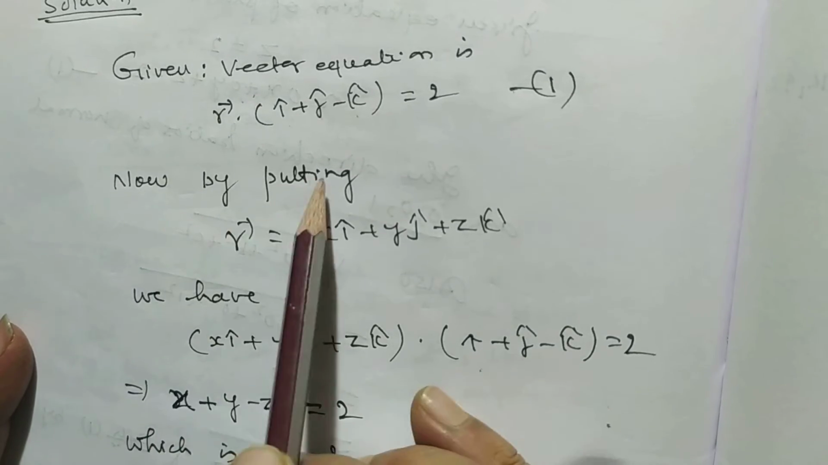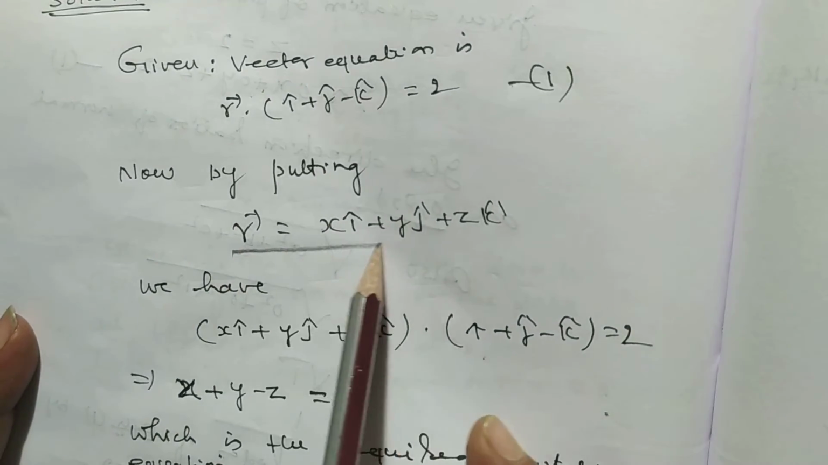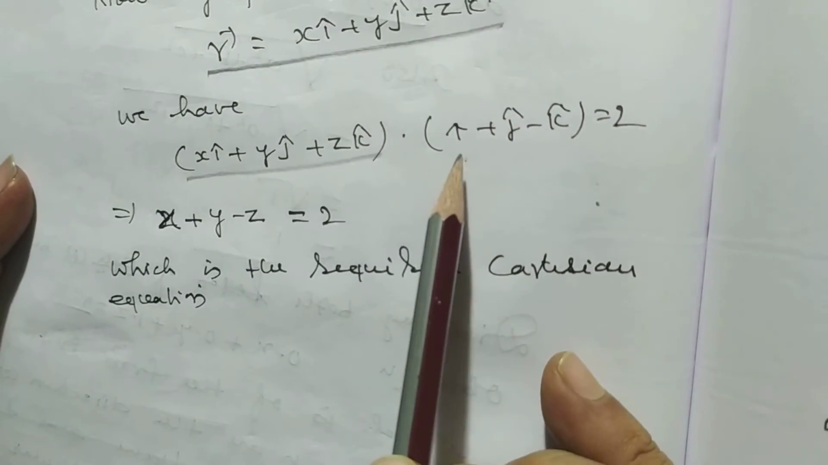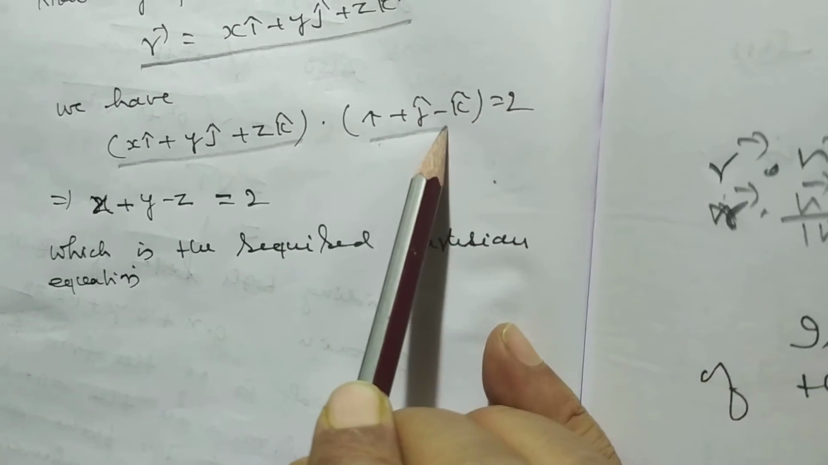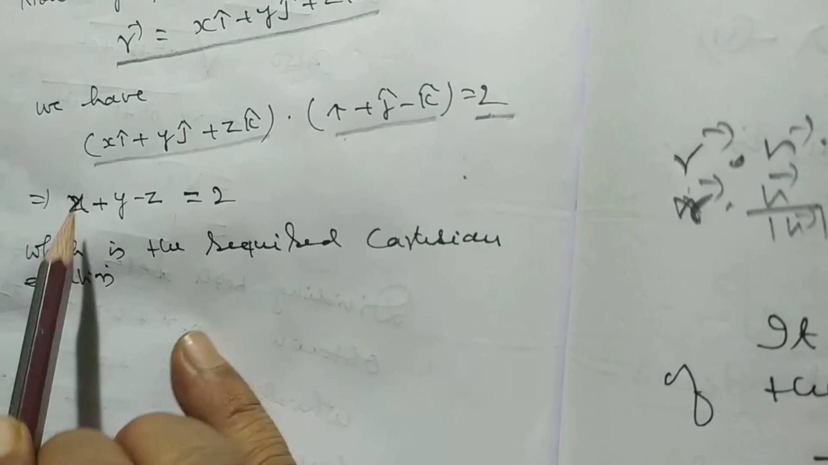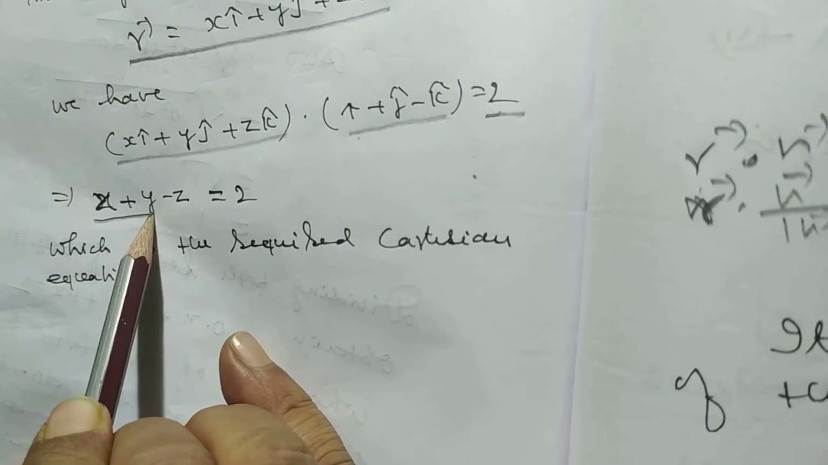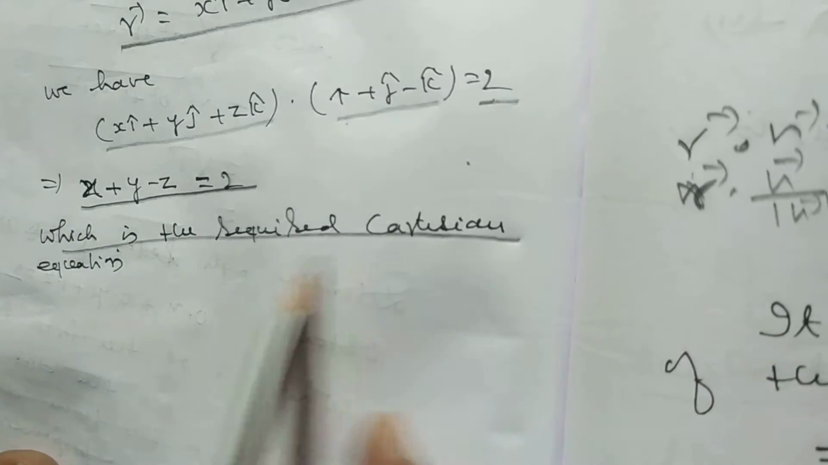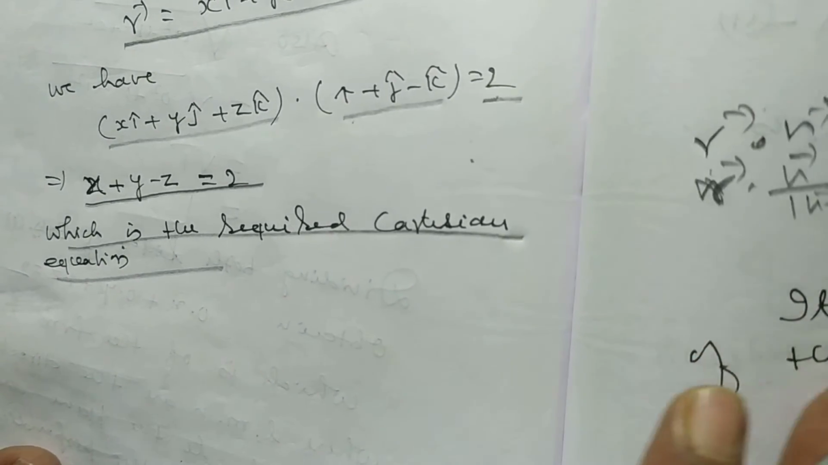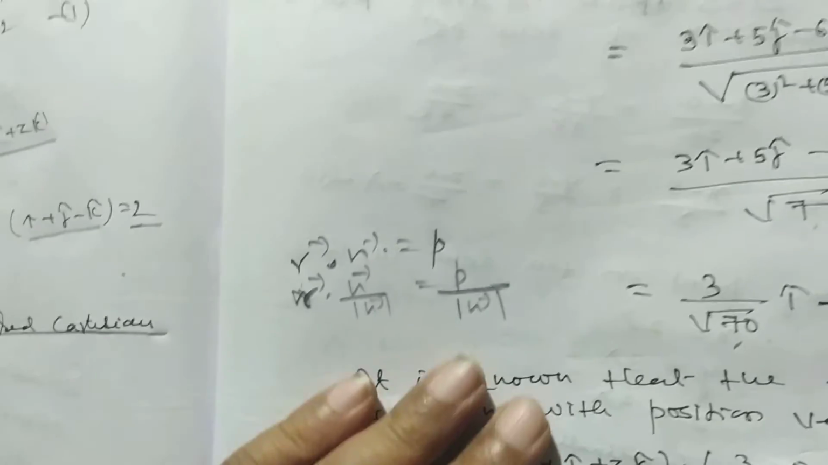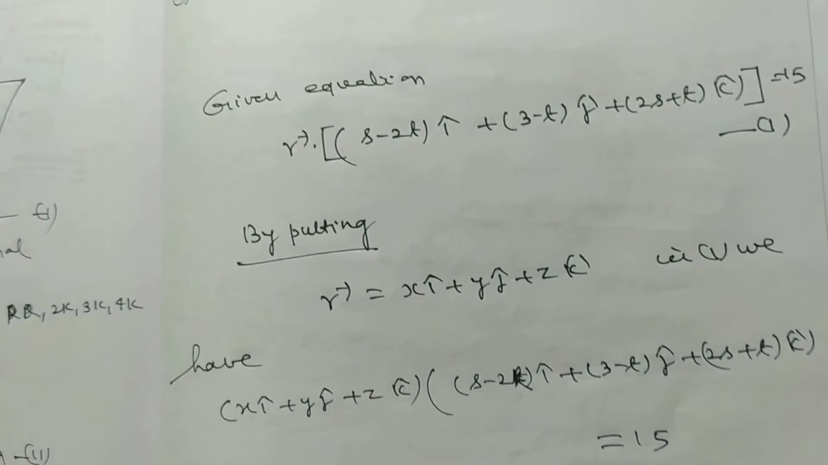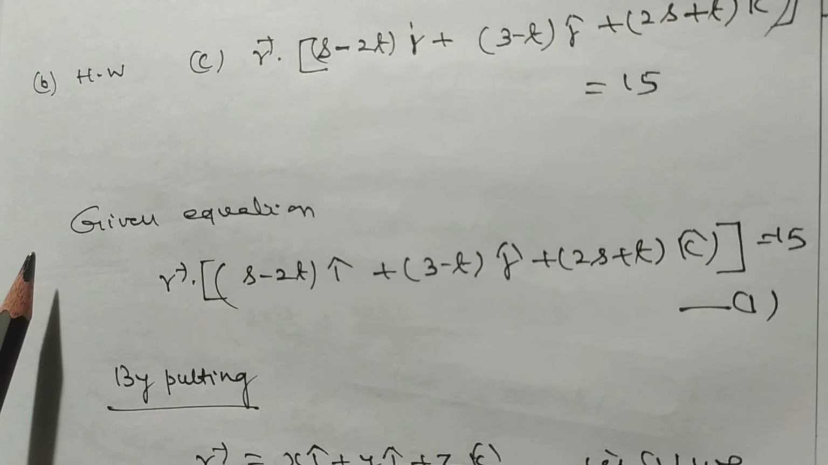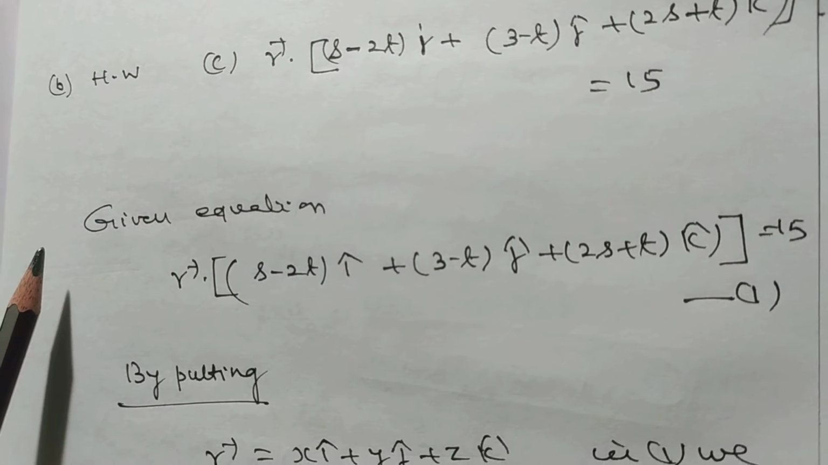Now by putting vector r is equal to x i + y j + z k, we have (x i + y j + z k) dot product with (i cap + j cap - k cap) is equal to 2. So it will be x + y - z = 2, which is the required Cartesian equation of the plane. So now my dear students, you can solve problem number B at your home.